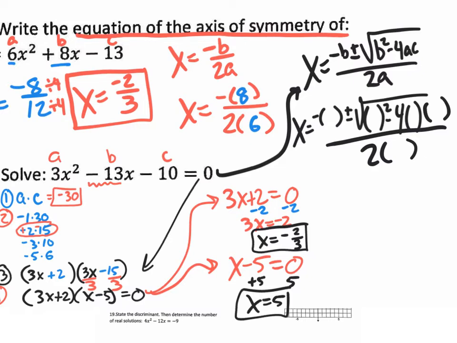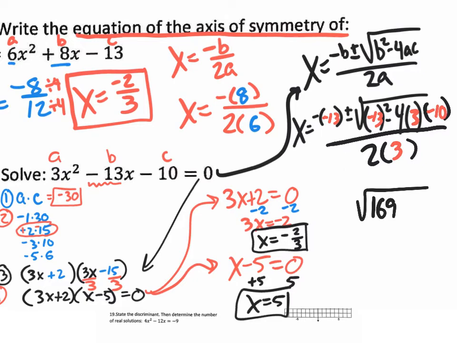So the B value is negative 13. The A value is 3. The C value is negative 10. And the A value is 3. So with the calculator, let's work on the discriminant value. The discriminant value, you start with the negative 13 squared. That's 169, I believe. So in here we have 169.